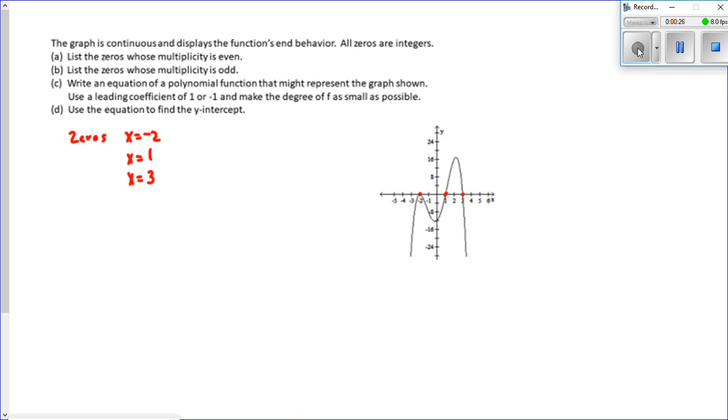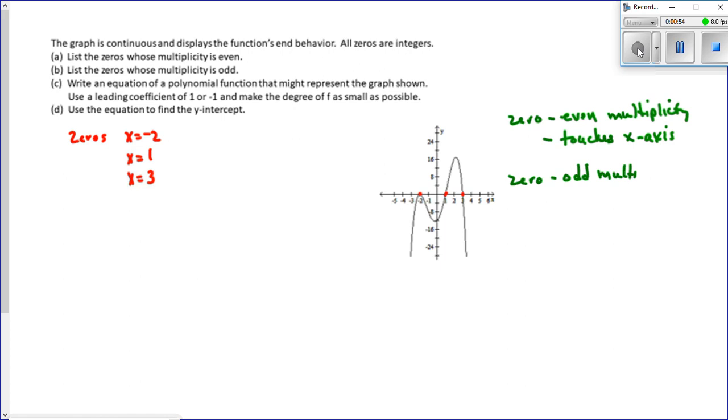Now, a zero with even multiplicity is going to touch the x-axis. Okay, that means it's not crossing, it's going to touch it and reverse directions. Okay, a zero with odd multiplicity will cross the x-axis.